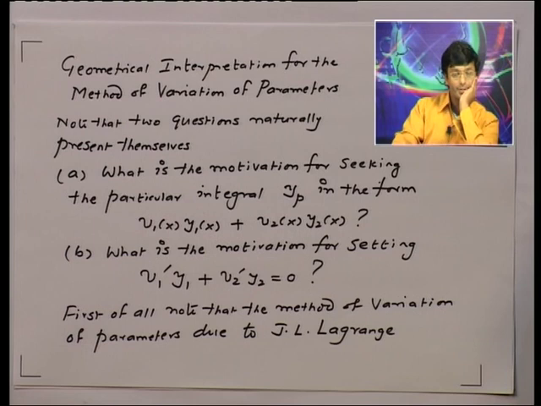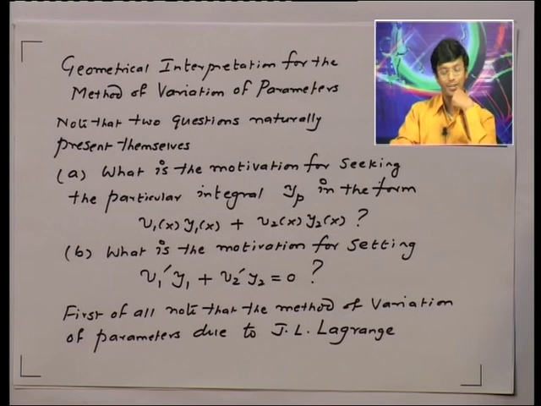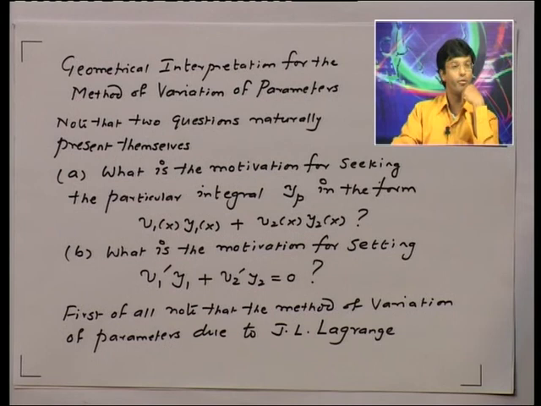So, having aroused your curiosity as to why these two special assumptions, let us call it the geometrical interpretation for the method of variation of parameters. Note the two questions that naturally present themselves. What is the motivation for seeking the particular integral yp in the form v1(x) y1(x) plus v2(x) y2(x)? What is the motivation for setting v1 prime y1 plus v2 prime y2 equal to 0? Now, do not write all these things, because there is too much writing here. You just listen, and this will be put up on the Moodle and you can read it casually. For the next three slides, there is too much material for you to write, so you can forget about writing, because I would have to wait forever for you to finish.